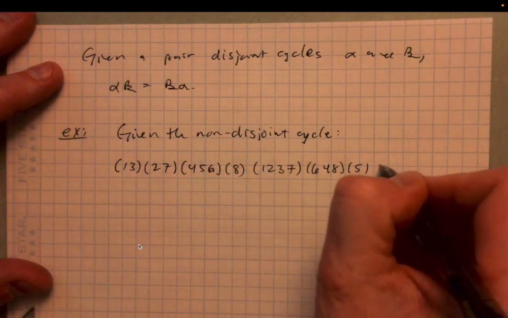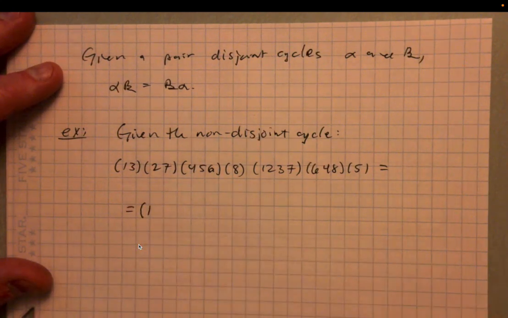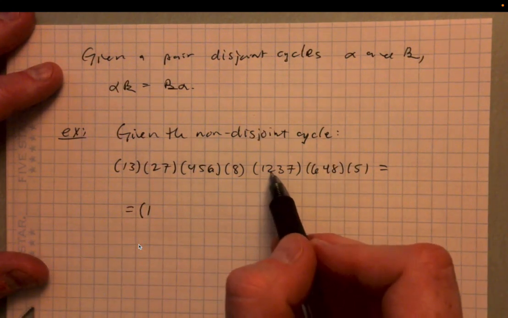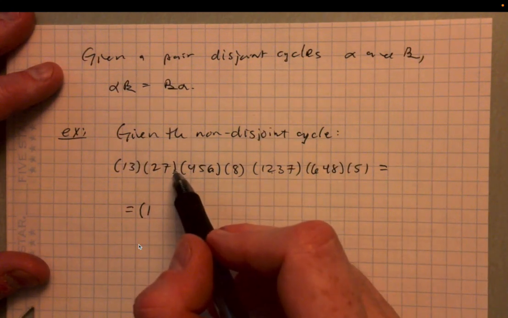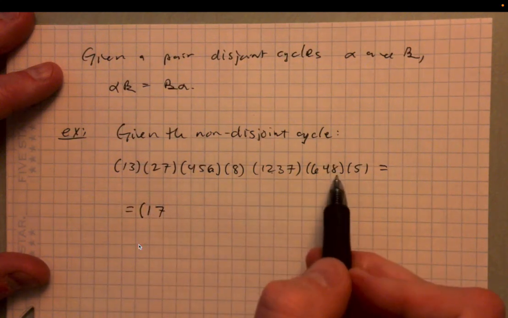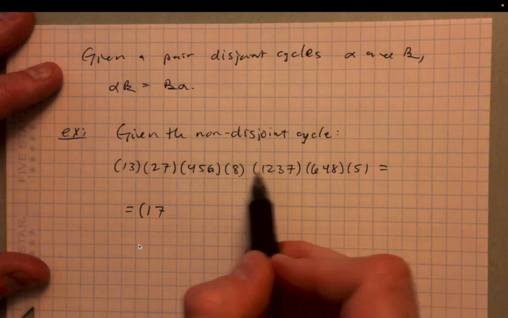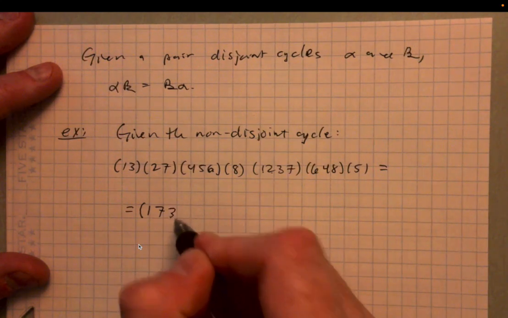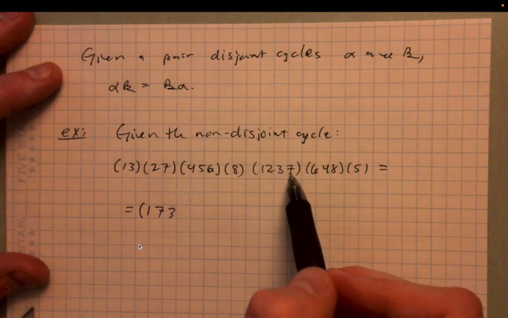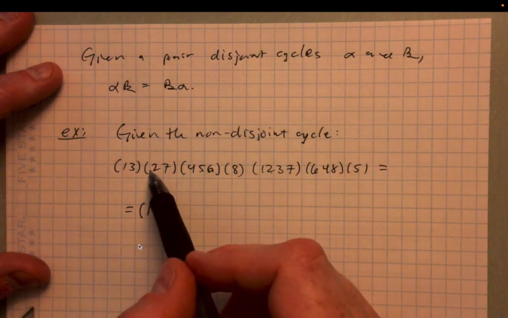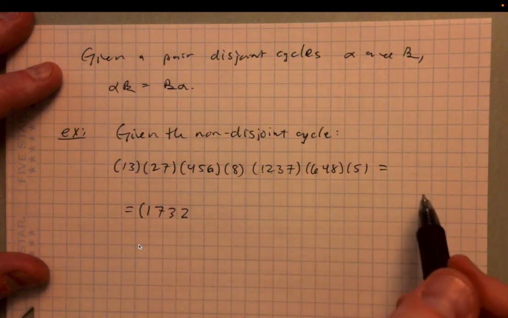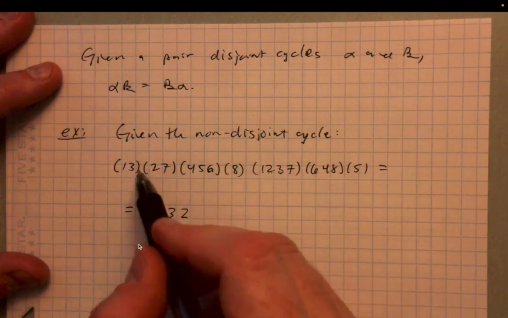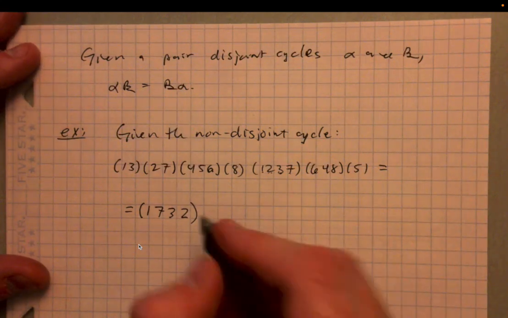So this is equal to, starting with just 1, 1 goes to 2, which goes to 7. 7 goes to 1, which goes to 3. 3 goes to 7, which goes to 2. 2 goes to 3, which goes to 1. So that cycle closes there.